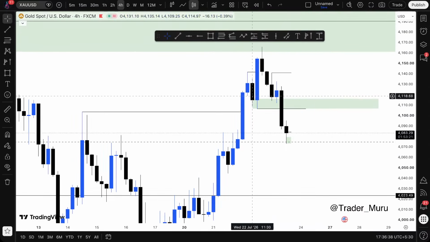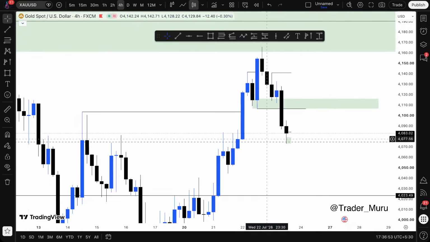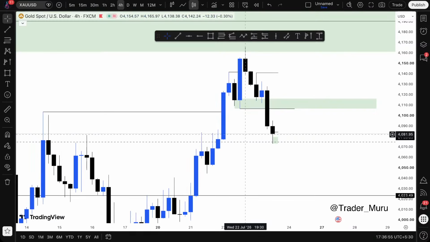Here there was a momentum change. See, there was a momentum change, but even after that momentum change, why was it bullish? Because there was a structural area. Structure is bigger than momentum.